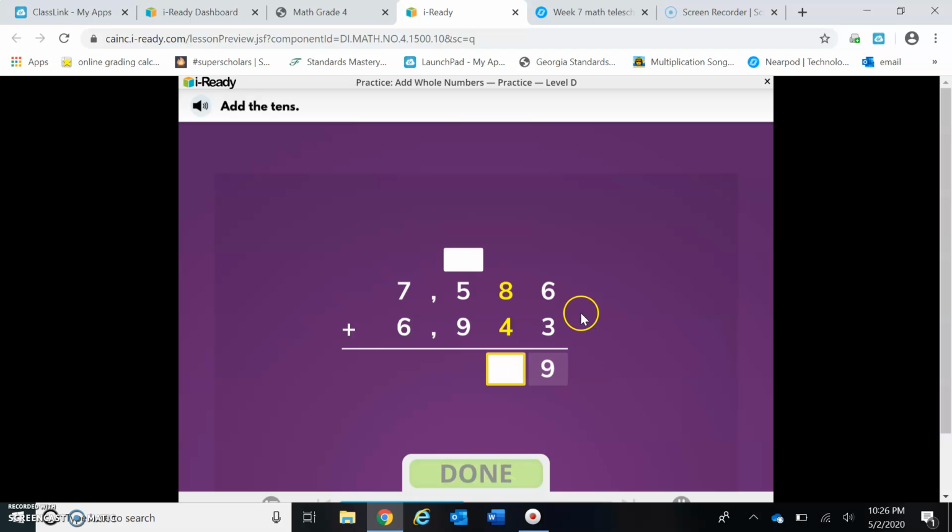Now I'm going to add my tens. 8 plus 4 is 12. I'm going to type in my 2, but I'm going to have to regroup my 1 over into my hundreds place. Now I'm going to go ahead and submit.